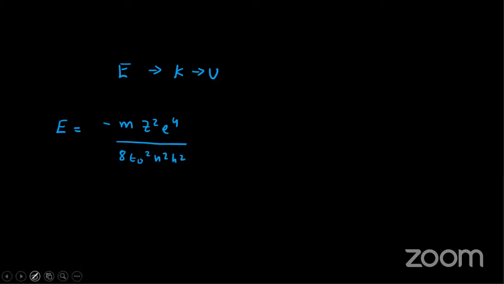So what is kinetic energy then? Kinetic energy is half of m v square, half mass. What is velocity square? Velocity square we already derived, right?